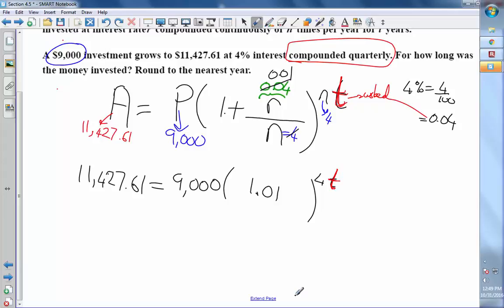Alright, there are monsters around our princess. Again, t is our goal. You need to kill the monster 4, kill this base 1.01, and kill this 9,000, and get t alone on one side, isolated. So which monster is the easy target? Which one can you tackle first? 9,000, right? This is multiplying the whole tower, and on the tower you have 4t. But this is out in the front, defenseless. So why don't we tackle this 9,000 from here? By what weapon? Let's divide. Divide both sides by 9,000.